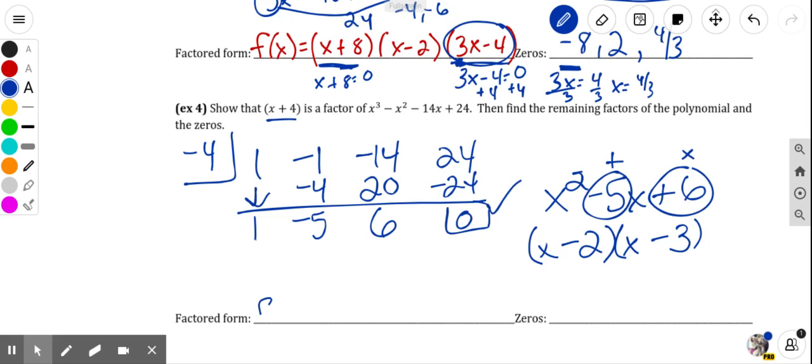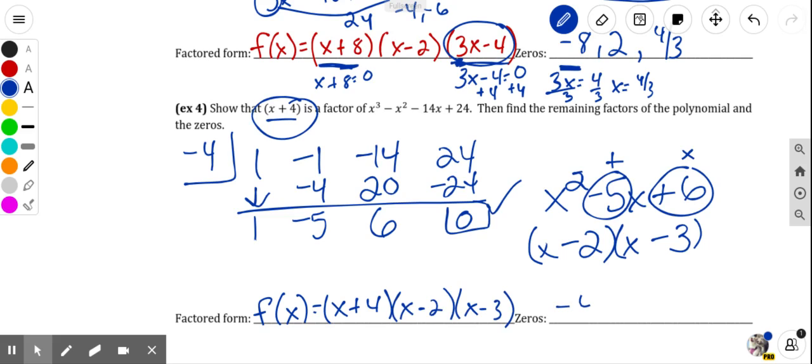So now for our factored form, we have f of x equals x plus 4 from the original, the given. I keep calling it original. I guess that's the same thing. x minus 2 and then x minus 3. And then our zeros are going to be -4, 2, and 3.